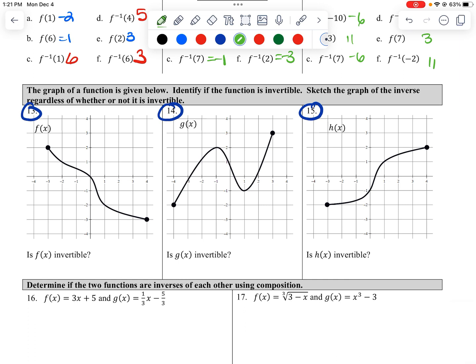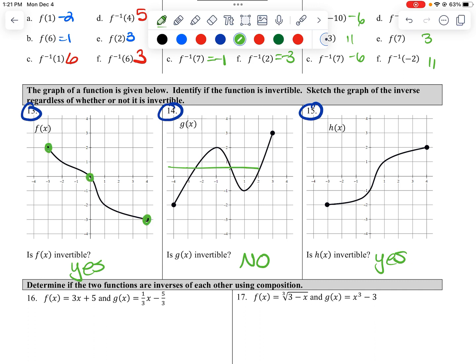Identify if the function is invertible. Sketch the graph of the inverse, whether it's invertible or not. So this one passes the horizontal line test, so yes. This one doesn't, so it would be no. And this one does, so it would be yes. And now I'm going to leave this up to you guys, and you can check the answer key.